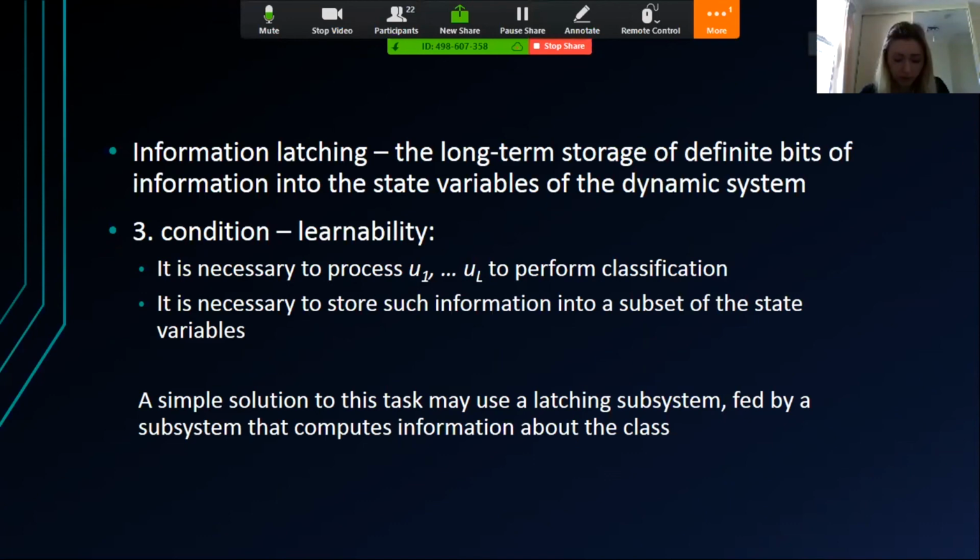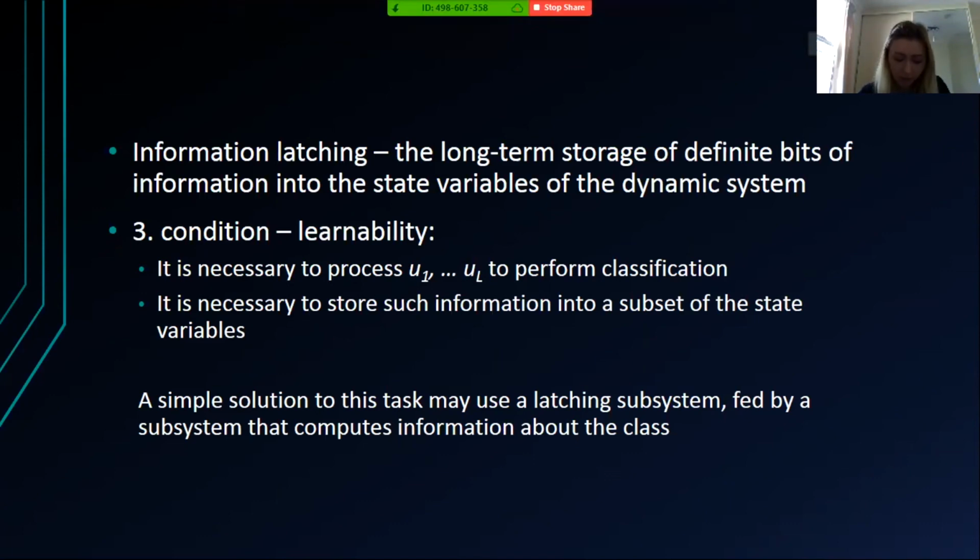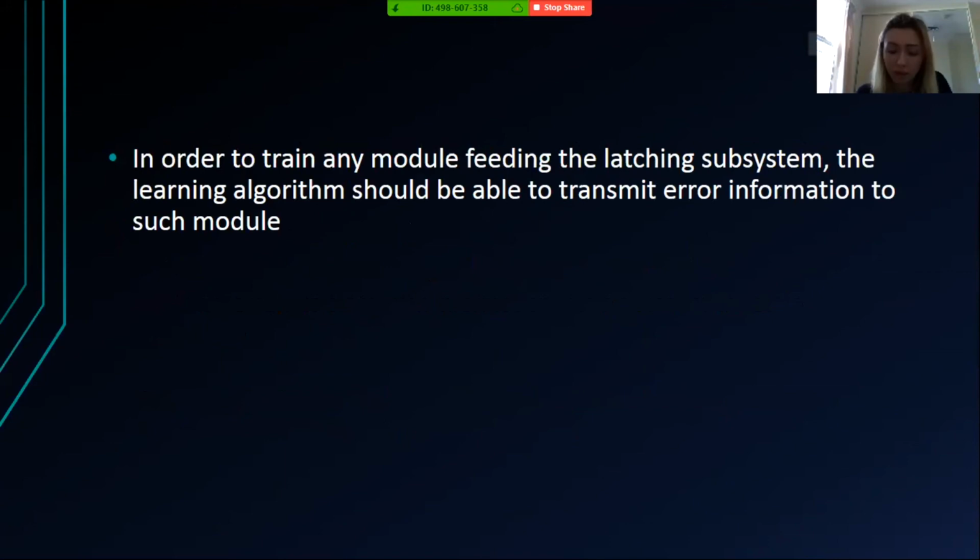So we are interested in assessing learning capabilities on this learning latching problem. And we want to do it in a way that is independent of any specific problem of classifying u1 to uL. So in this paper, we are only going to focus on the latching subsystem. And in order to train any module feeding the latching subsystem, the learning algorithm should be able to transmit error information, such as gradient descent, to the previous module.